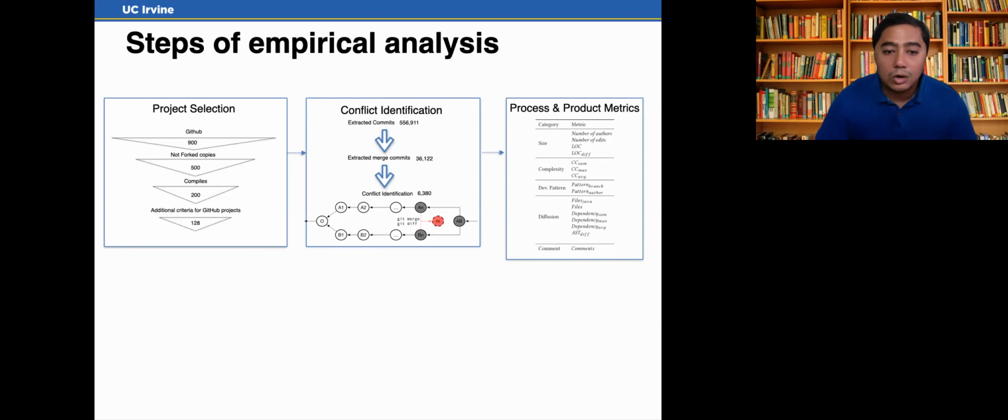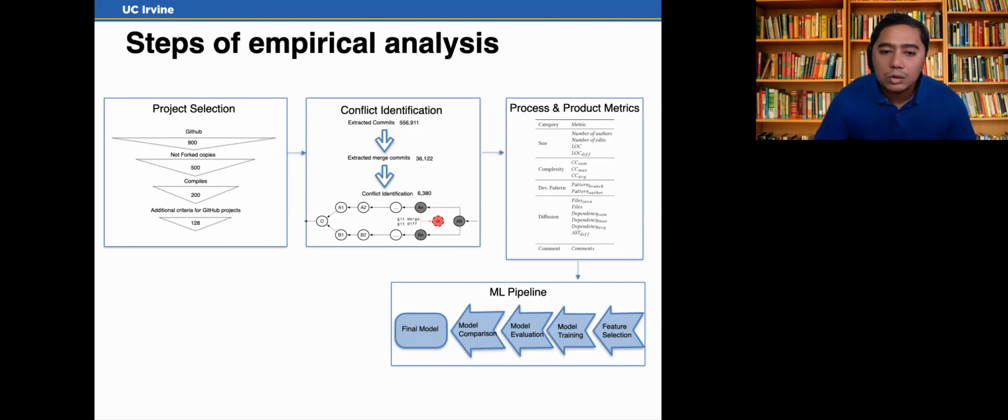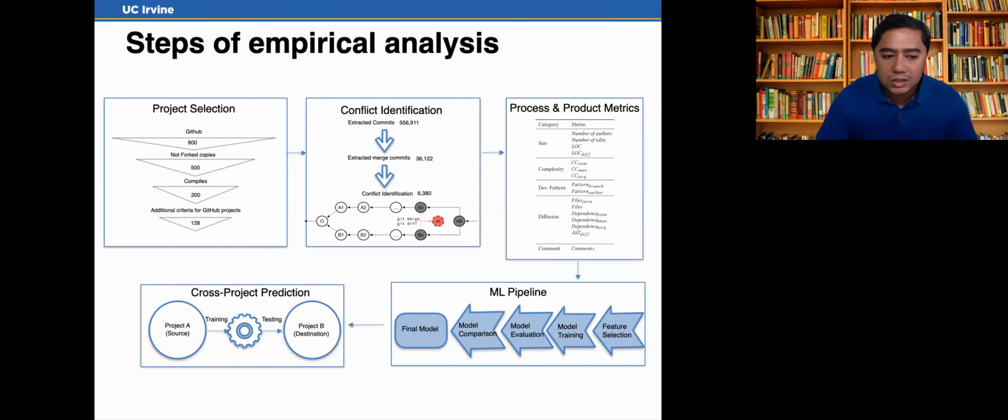Now on those merge conflicts, we collected process and product-related metrics that have been used or reported in prior work. In total, we identified 16 features belonging to 5 different categories. Then, using those features, we built a machine learning model using the regular ML pipeline, where we did feature selection, model training, model evaluation, model comparison, and we finally made the final model. Then we did a cross-project prediction, where we build a model on project A and then use that model for testing on project B.